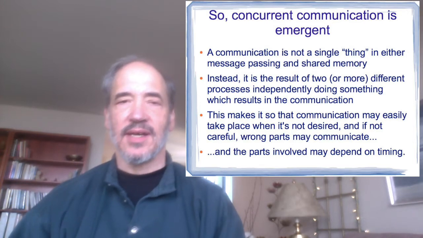There's also instances of deadlock where different processes are waiting for the other one to do something. So there's all kinds of different things that can go wrong. And a lot of that is because we're not dealing with the communication as one entity. We're dealing with it as this emergent phenomenon that will only occur if each process is doing the right thing at the right time to interact with the other process.